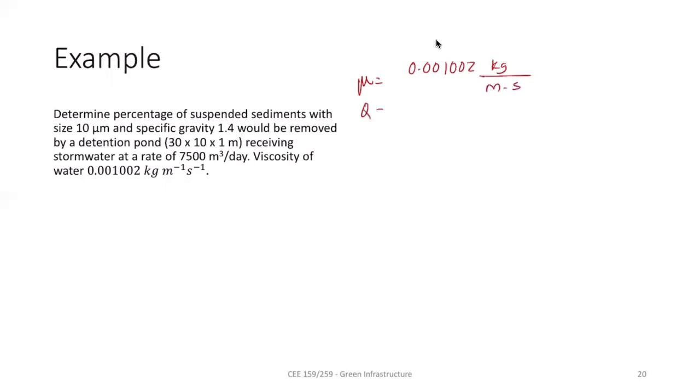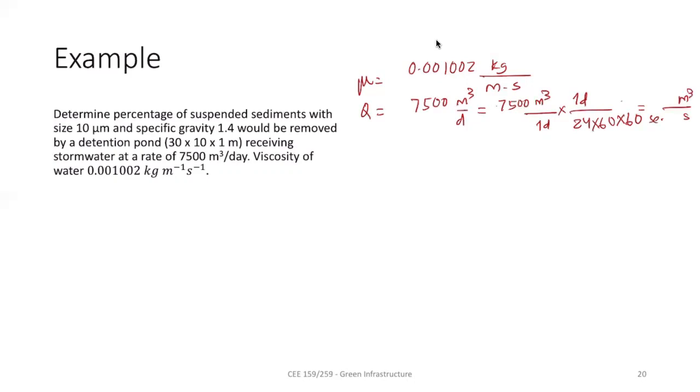Your flow rate is given. Stormwater flow rate is given, which is 7,500 meter cube per day. You can calculate in terms of meter cube per second because you have a second here. So that will be 7,500 meter cube, and 1 day is 24 hours. It's 24 times 60, that's in minutes, then in seconds. So you get this flow rate in meter cube per second.